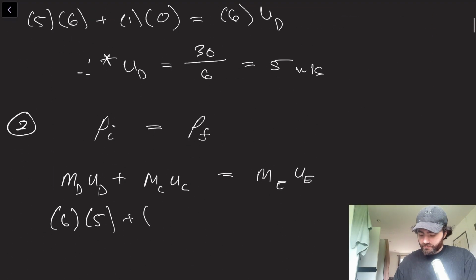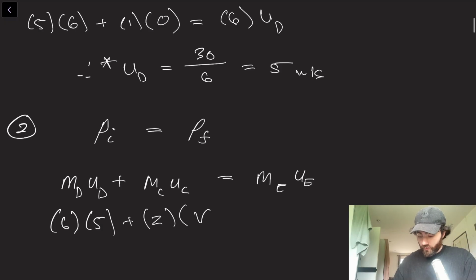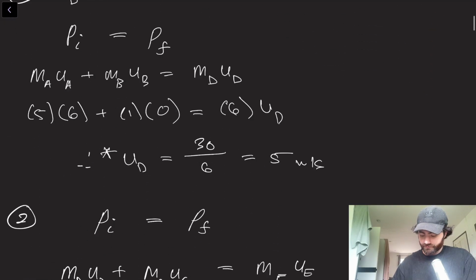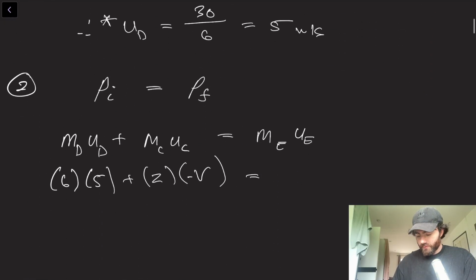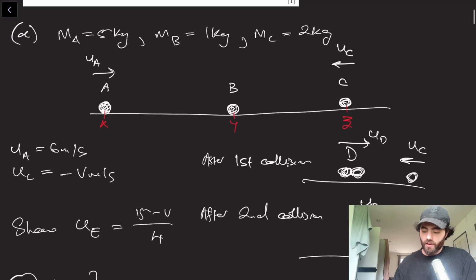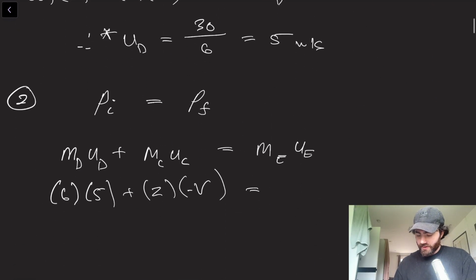M of C is 2, and the initial velocity of C is minus V, just moving in the opposite direction. I guess we should say minus V, because V could be negative. We'll see what this turns out to be. And the mass of E is just mass of A plus mass of B plus mass of C, so that's 5 plus 1 plus 2 is 8. So that's 8 times U of E.